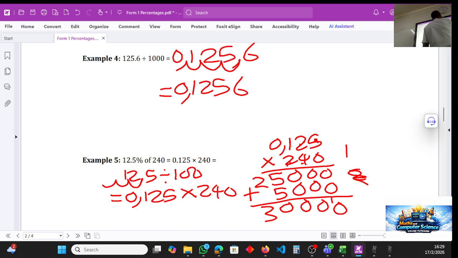But remember, the number on top has 3 numbers after the comma, so we also need to count those 3 numbers. So that's 1, 2, 3. So our result here is going to be 30.